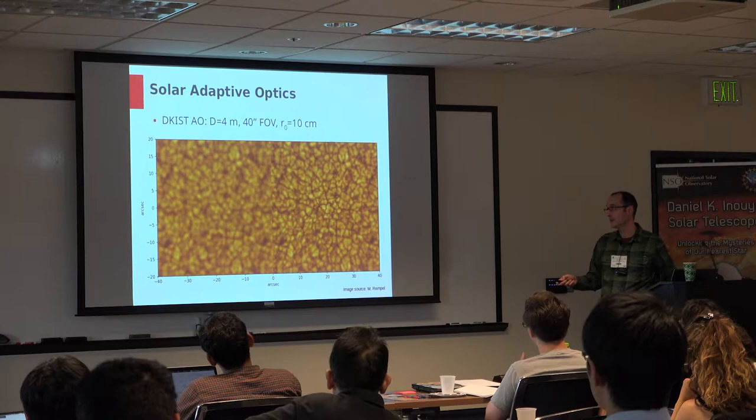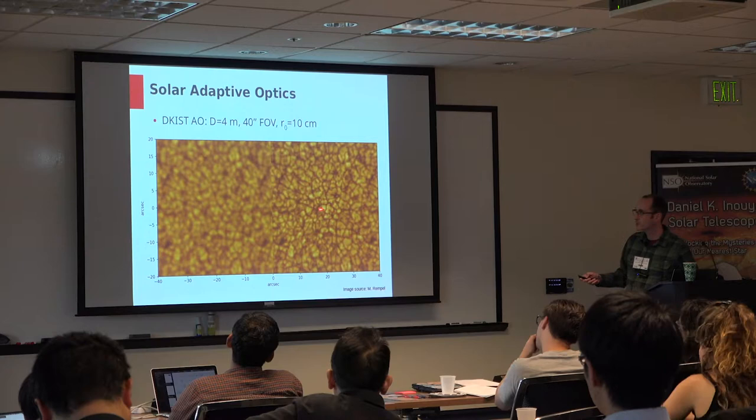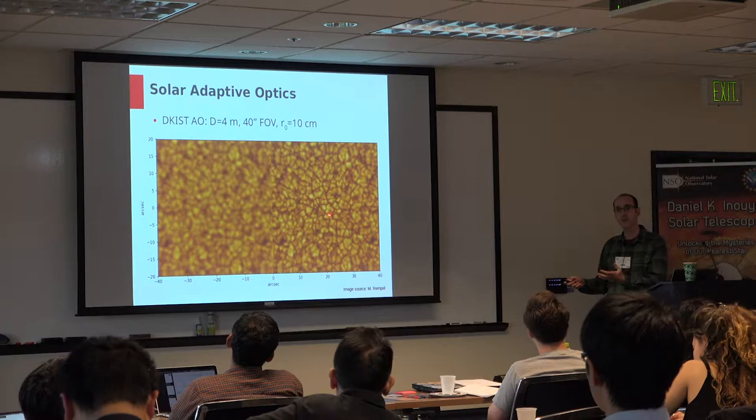Things to notice right away is that the image is much sharper in the center here than this. You can see some small detail there. But the performance, the correction, the sharpness of the image degrades as you get away from this point.